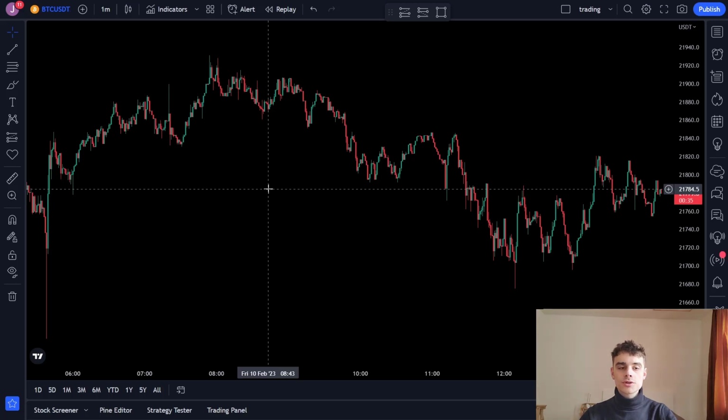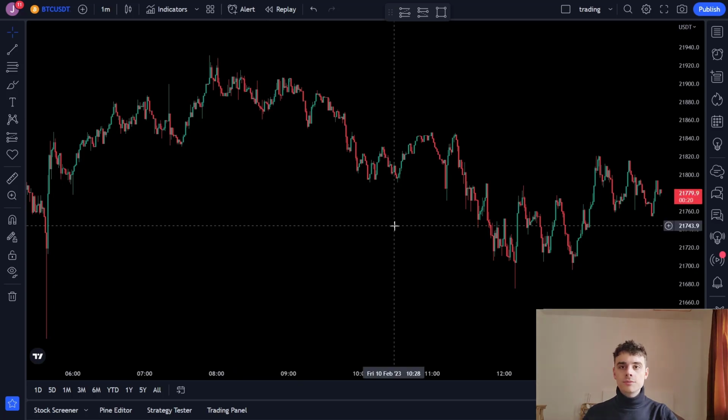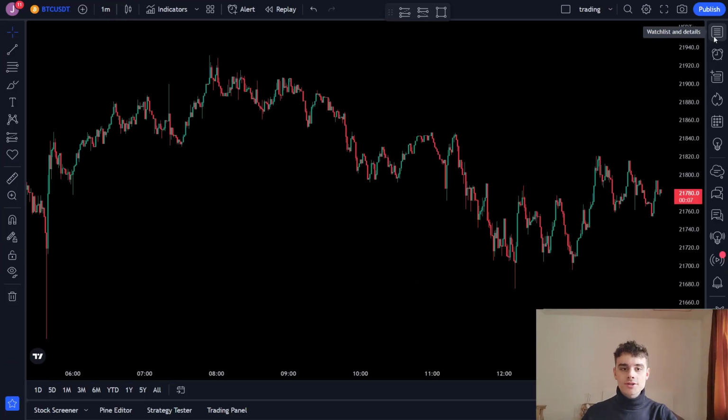Today I will show you a new scalping strategy executed on a 1-minute time frame. This strategy can be used on the crypto, forex and stocks market. Before we can continue, we must add the indicators and configure them.